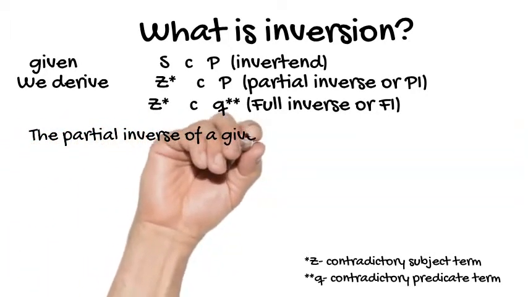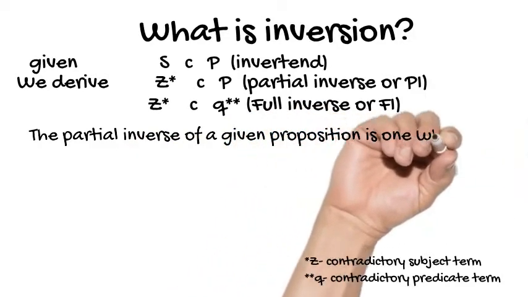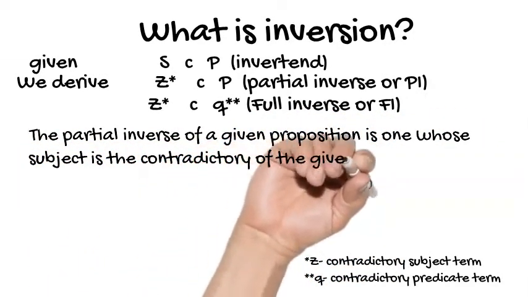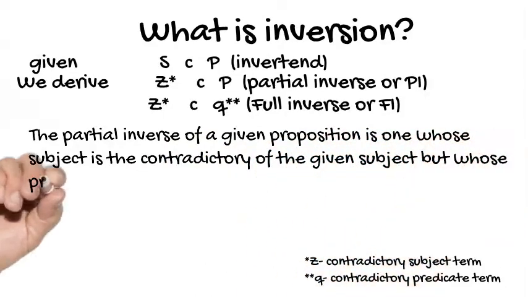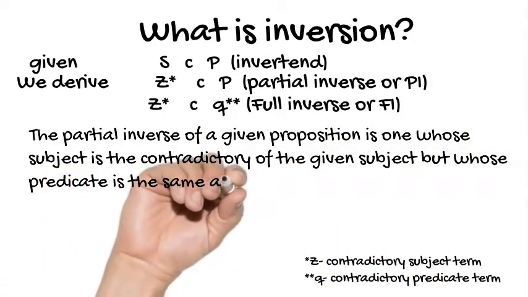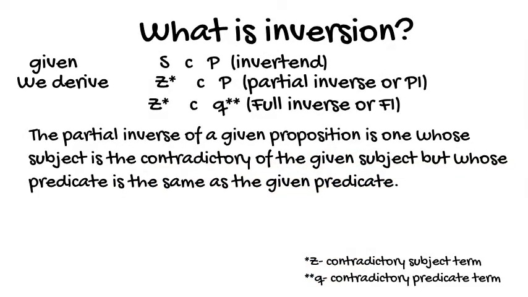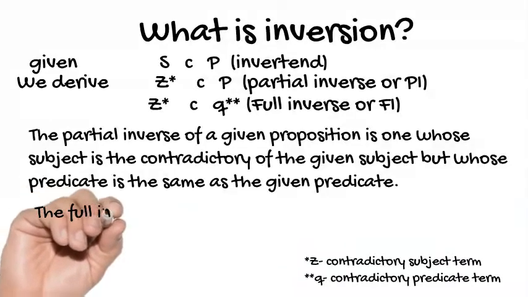The partial inverse of a given proposition is one whose subject is the contradictory of the given subject, but whose predicate is the same as the given predicate. So as you can see in the partial inverse, the subject term of the given proposition is contradicted, while the predicate term is retained.